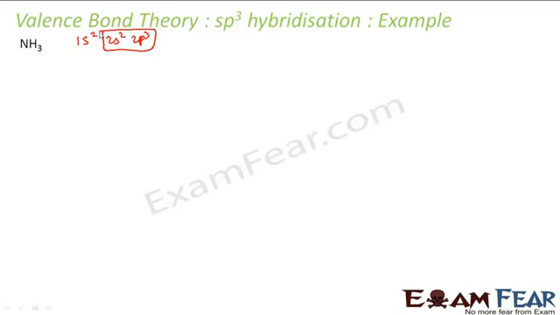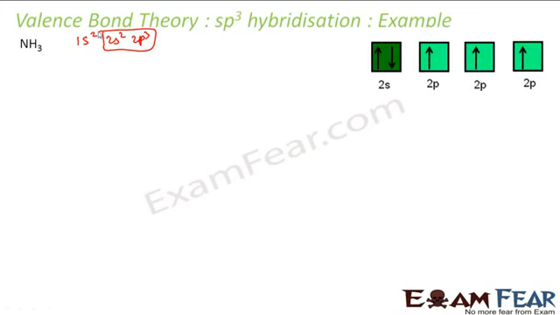We'll consider the outermost valence shell. So we'll have 2s and 2p3 in this fashion. My 2s will have 2 electrons and 2p will have 3 electrons, one in each orbital.